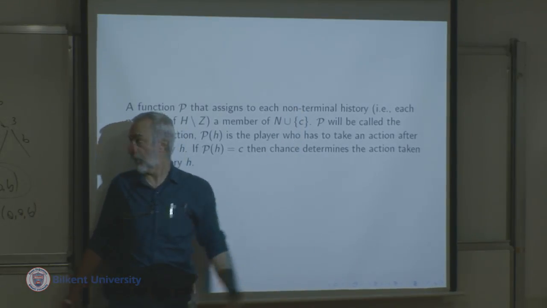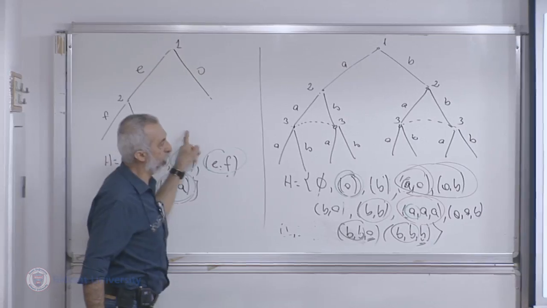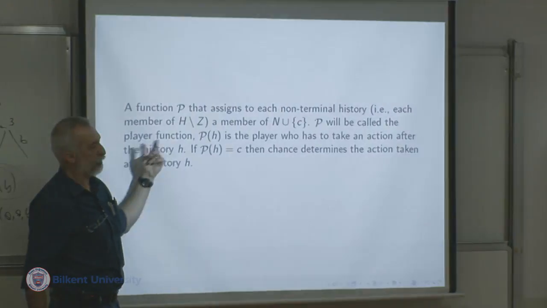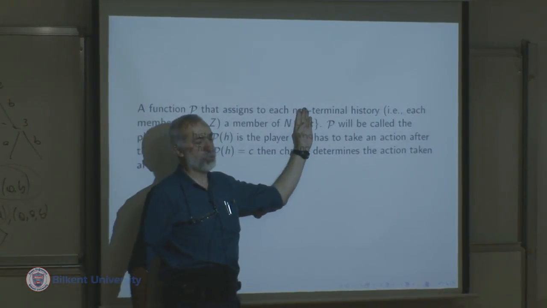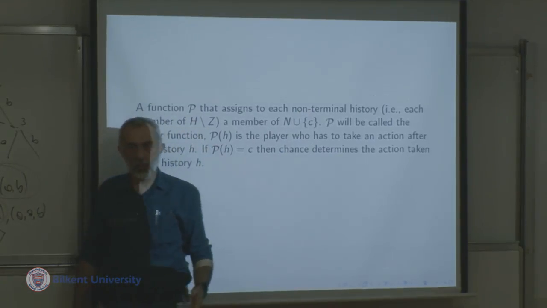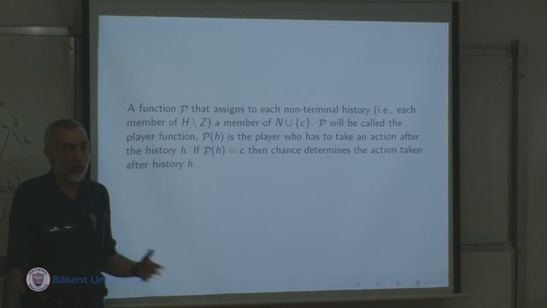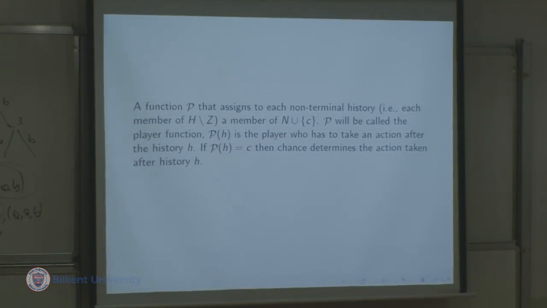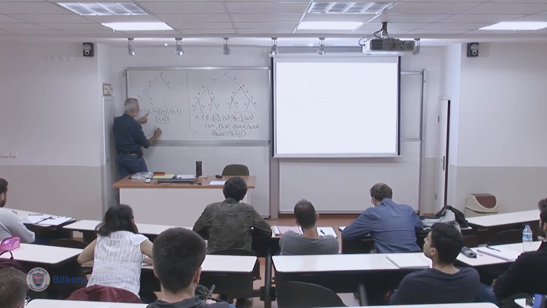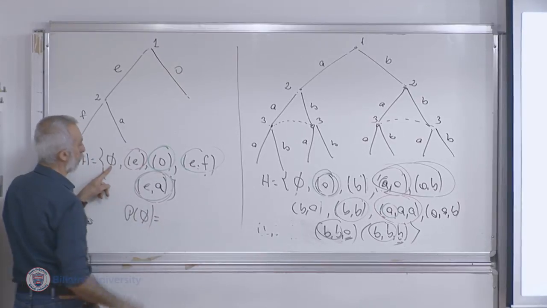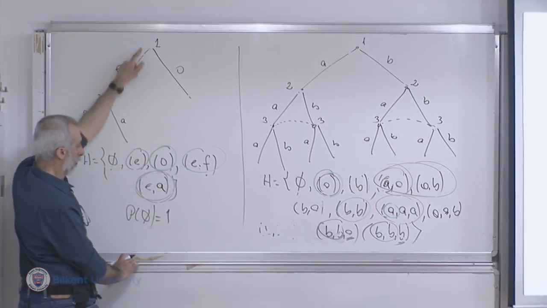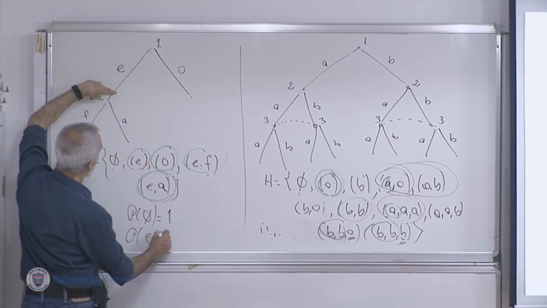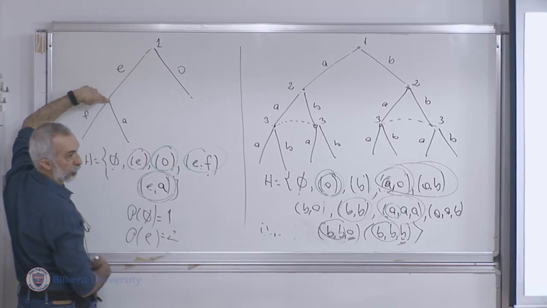Sometimes this would be enough. For example, in this game, chance is not involved. So our function P is a function from the set of all non-terminal nodes to just the set of players. But we will study some games where chance is also involved. So that's what we have. That's a non-terminal history. So script P of the empty history should be assigned to a player. It's assigned to player 1. Script P of E, that's a non-terminal history, so we should assign a player to that. Player 2 is assigned to it.